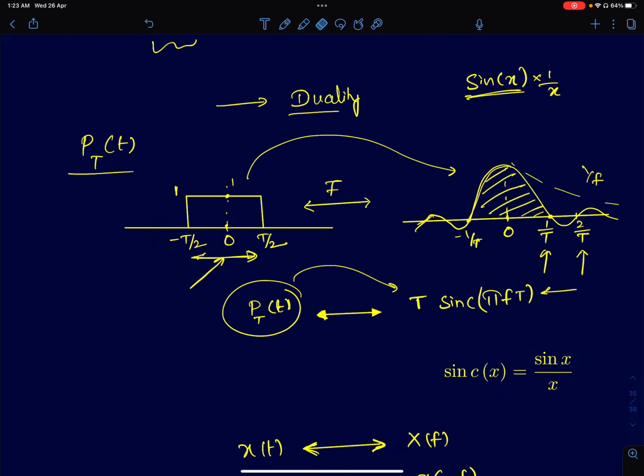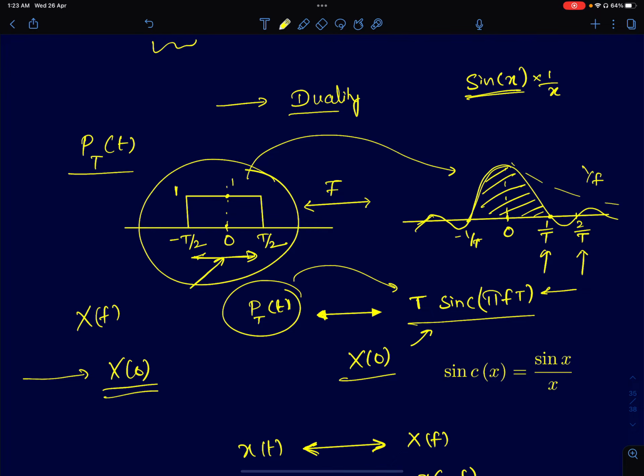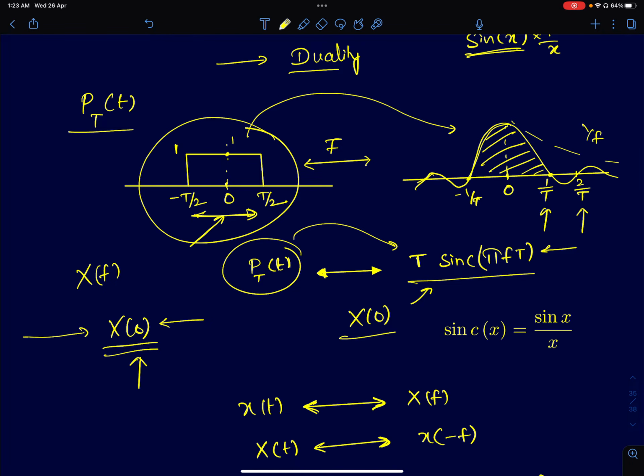Now, if you look at this function here, some simple things to read from it is the average value, which is defined as X of 0. The Fourier transform at 0 is the DC value, which is nothing but the average value of this function. If you integrate it in the time domain for all time, that gives you the average value, and that average value can be directly read from the Fourier transform by reading its value at 0. So that's something to keep in mind.